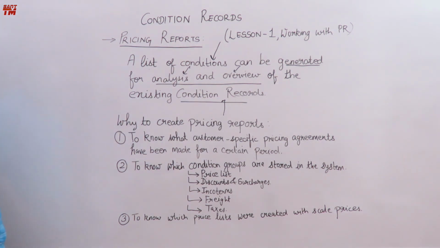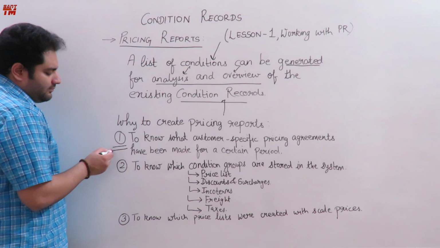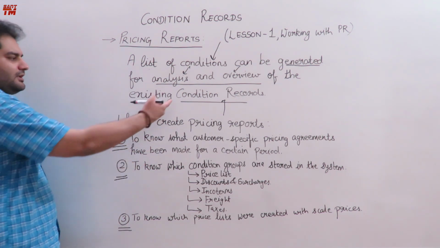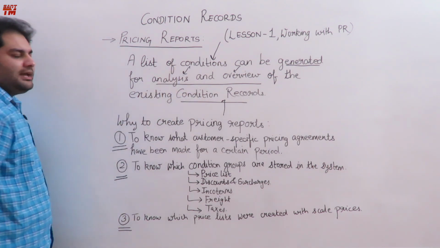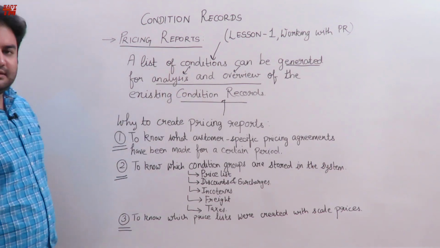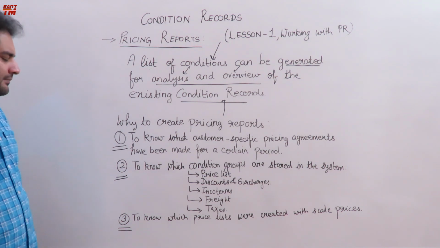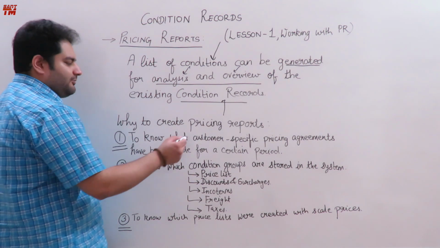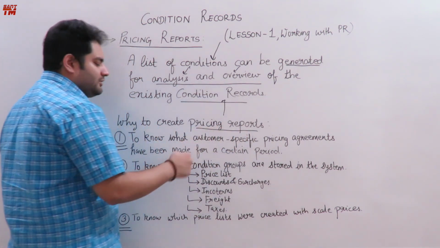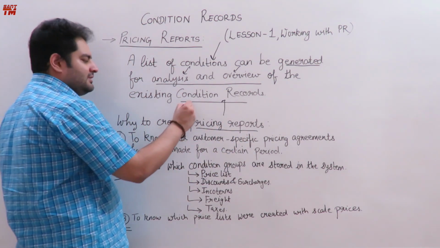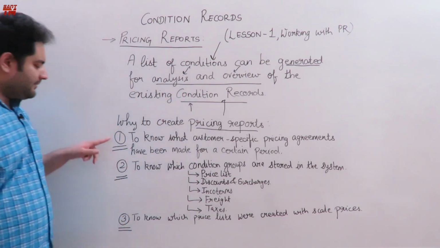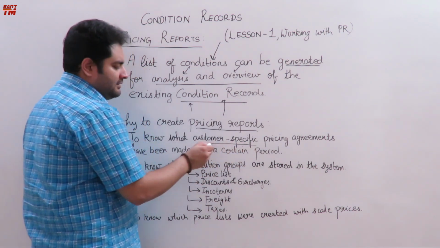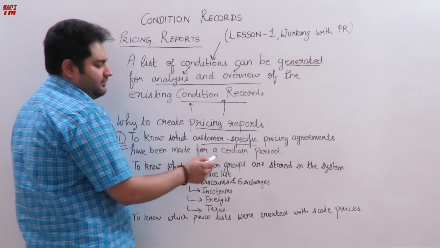Okay. Now, here are the three main motives why to create the pricing reports. First main motive that we have studied is we have to analyze the existing condition records. Okay. Now, when we are studying these three other motives of pricing reports, these three motives of pricing reports are based on these condition records only. See, the first one is to know what customer specific pricing agreements have been made for a certain period.